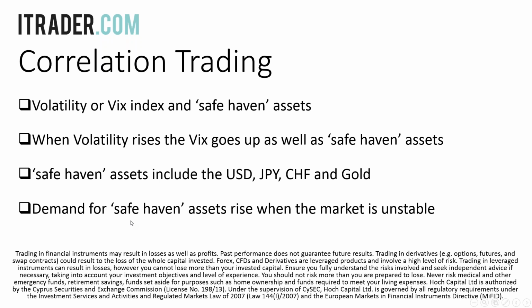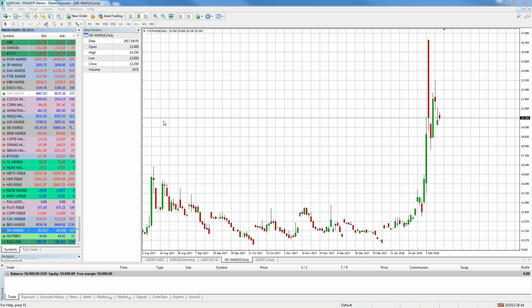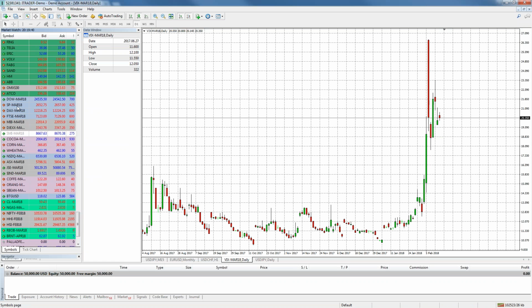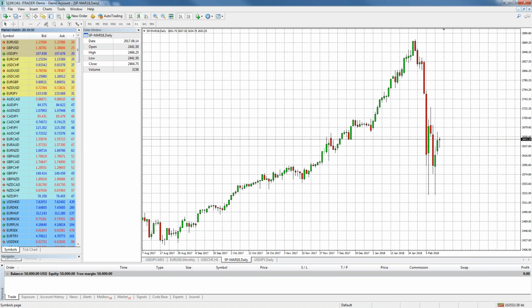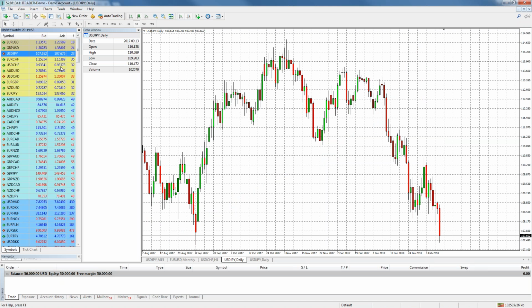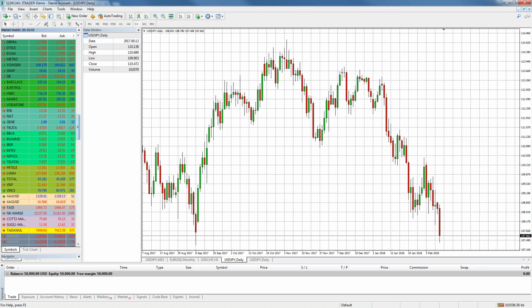Safe haven assets include these assets. Demand for safe haven assets rises when the market is unstable, when people don't know where to invest. When the US stock market is going down, when the US dollar is going down, gold goes up. When the US market goes down, the US dollar is getting stronger, as we saw. Look at this. S&P represents the 500 stocks with the highest value in the United States, dropping daily. Going to the US dollar, the US dollar is dropping with the US market, which means we expect gold to go the other way.